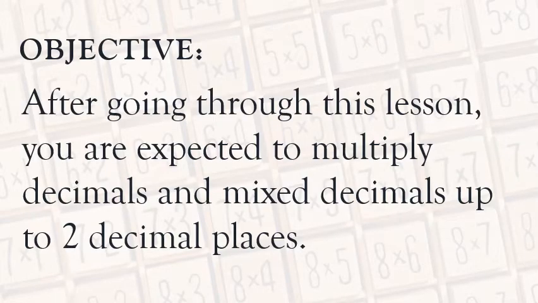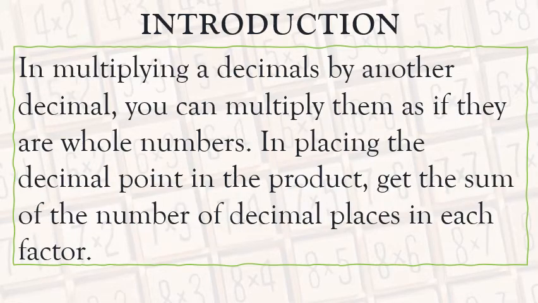Objective. After going through this lesson, you are expected to multiply decimals and mixed decimals up to 2 decimal places. Introduction. In multiplying a decimal by another decimal, you can multiply them as if they are whole numbers. In placing the decimal point in the product, get the sum of the number of decimal places in each factor.